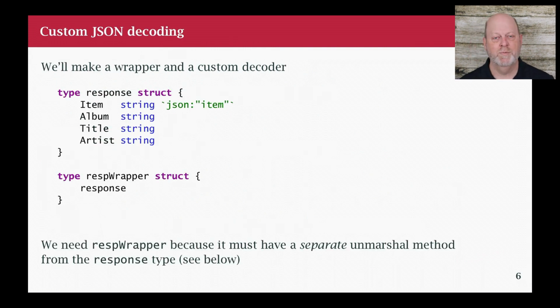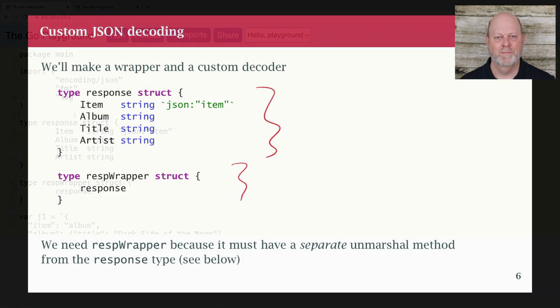I'm going to start with this response wrapper type, and I've got two things. I've got the actual response that I want to fill in, and then I've got the response wrapper, which embeds a response. And I'm going to explain why in a second. We have to do that because when we create a custom method for unmarshaling, it can't be recursive. We can't call a custom method on unmarshal that then tries to unmarshal the same thing because it'll just call back into that custom method and we'll get trapped.